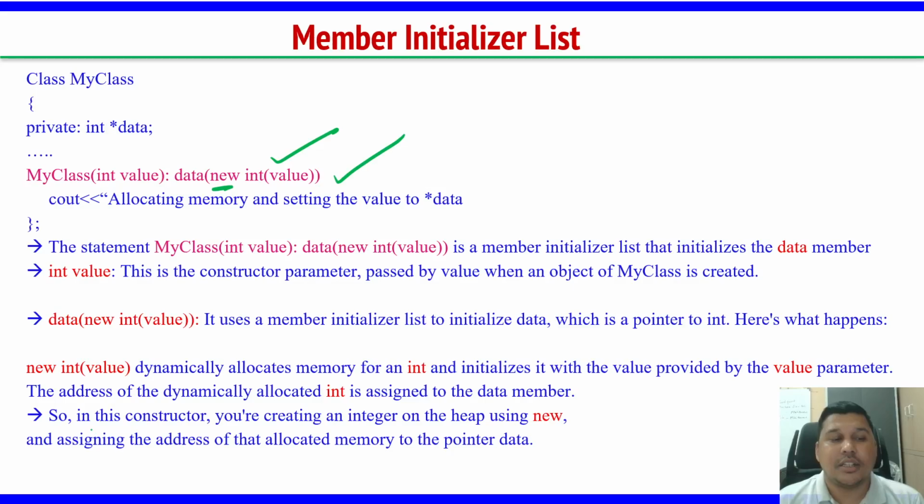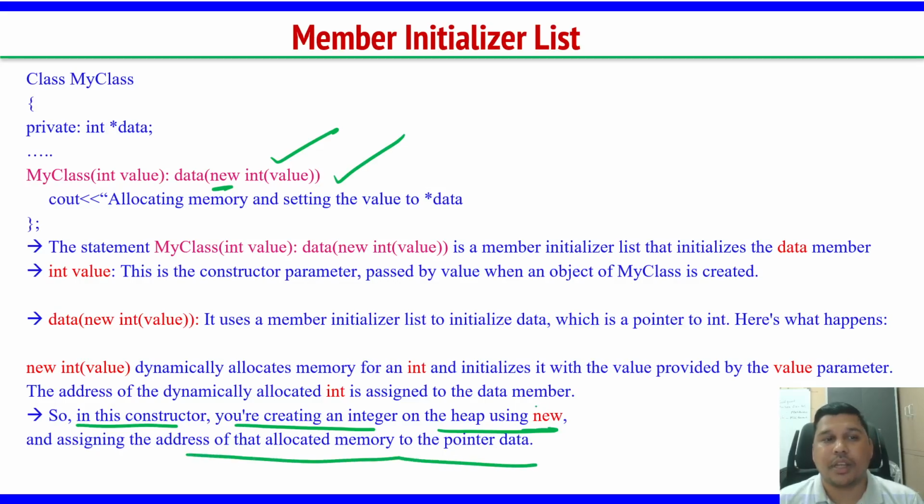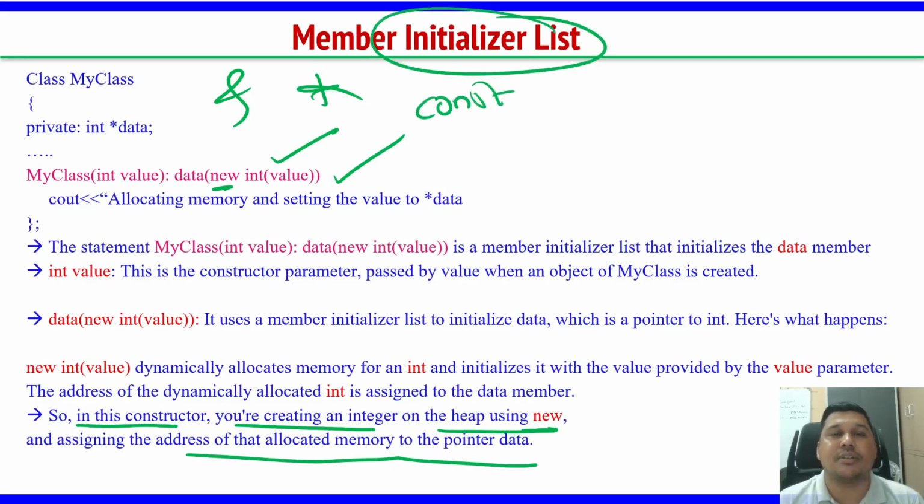So in this constructor, you are creating an integer on the heap using new. New is a keyword which is used to allocate memory, assigning the address of the allocated memory to the pointer data, right? So if you have a reference variable, a pointer variable, or a constant variable, we definitely have to use the initializer list. We cannot do that without the initializer list, right?